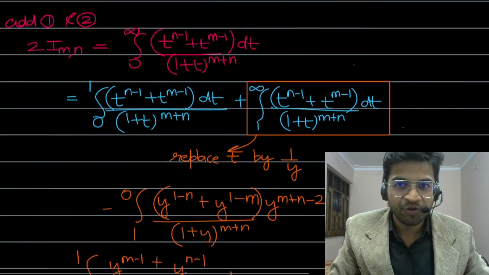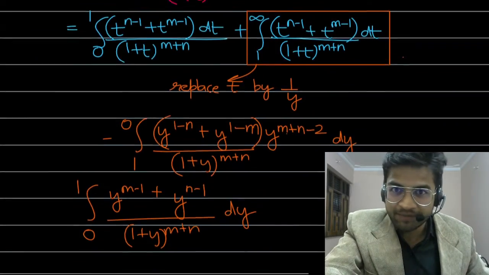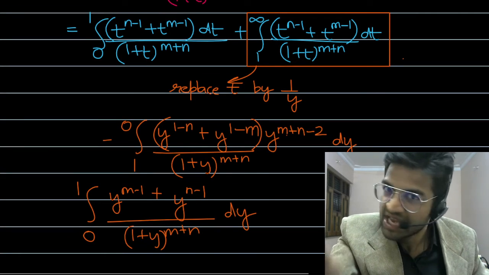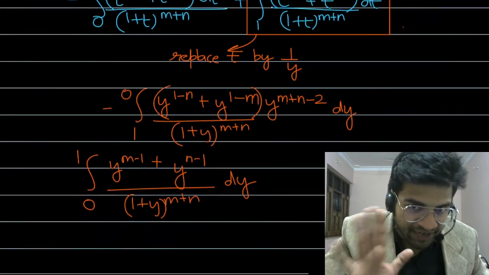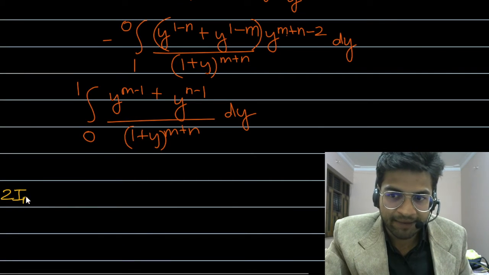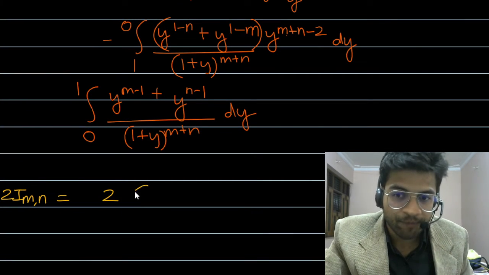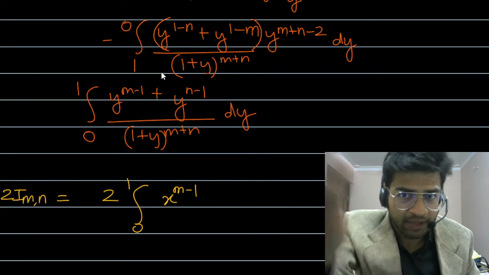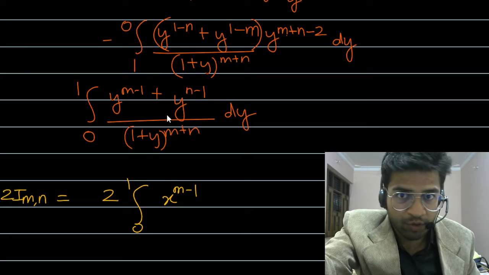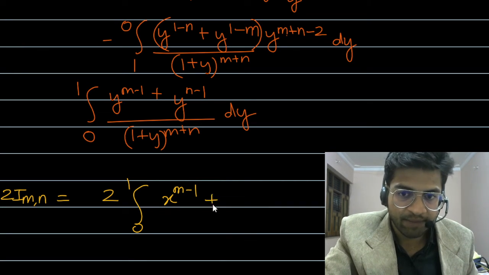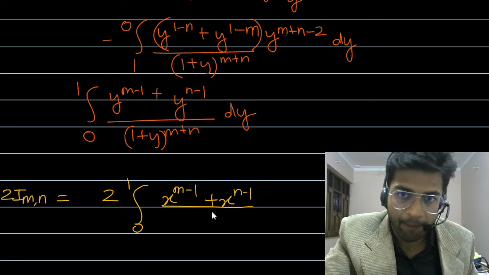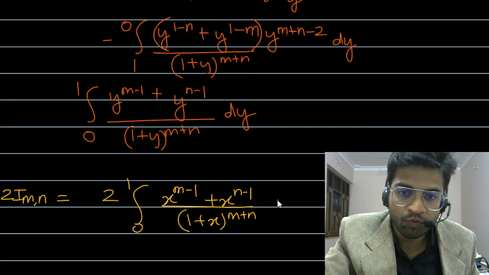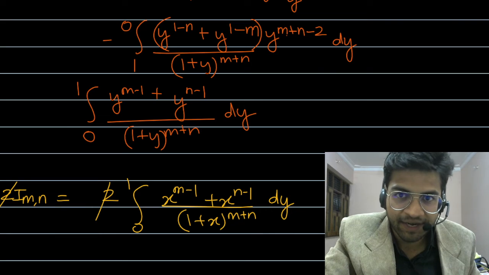So finally we have 2Imn. These two are the same terms. This blue expression, this orange expression, they are the same terms. I hope you are getting this. Variable does not matter. Finally what we can write is 2Imn is equal to 2 integral 0 to 1 x to the power m minus 1 plus x to the power n minus 1 upon 1 plus x to the power m plus n into dx. 2 gets eliminated.